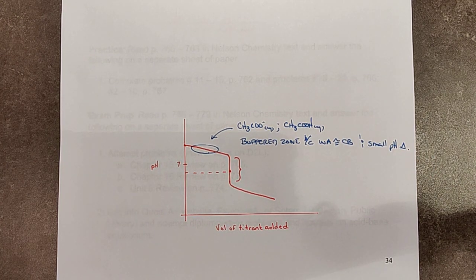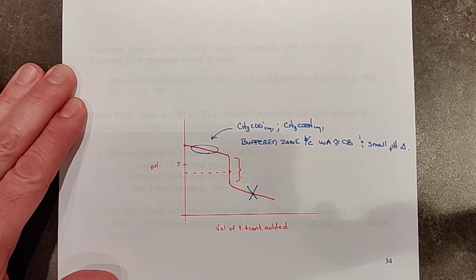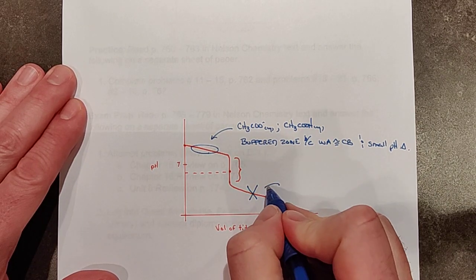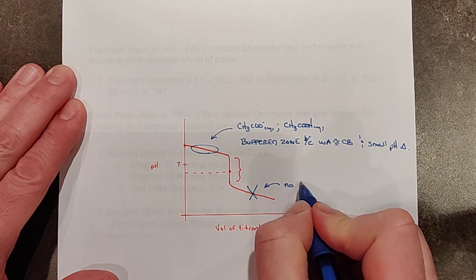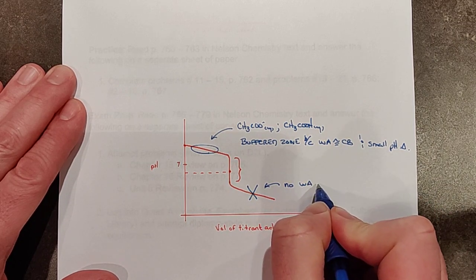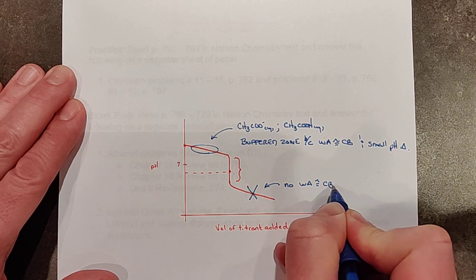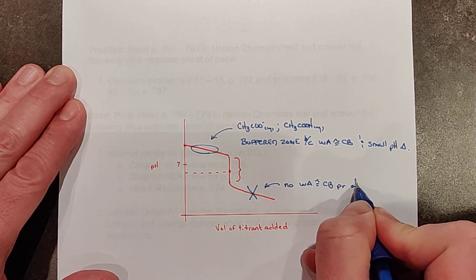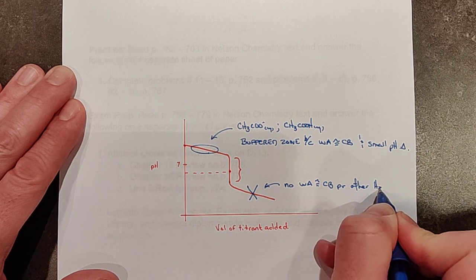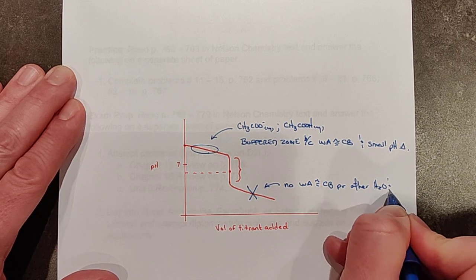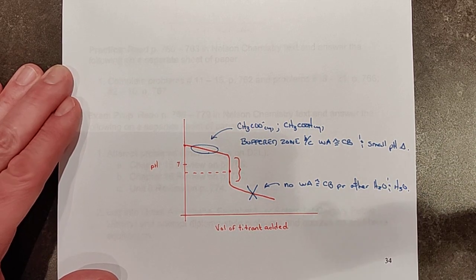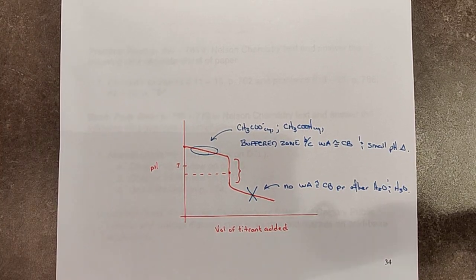Okay, this one is not a buffered zone because we have no weak acid and conjugate base pair other than water and your hydronium. And so with water as the only acid or base capable of continuing on in that titration, your titration is over and any pH changes just happen because you're acidifying or basifying your aqueous water solution.